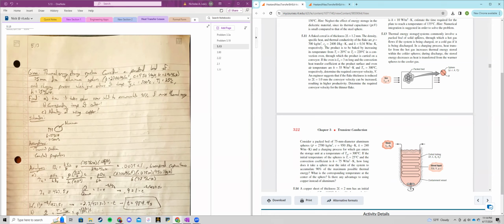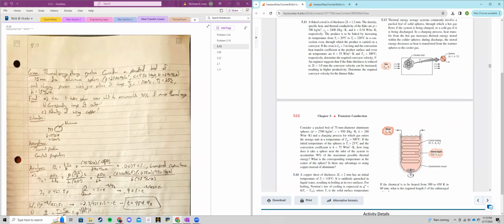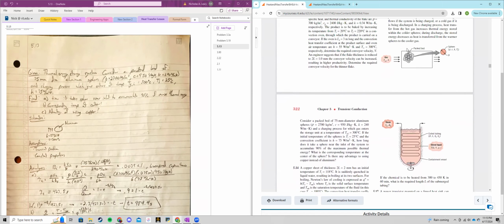So it says thermal energy storage systems commonly involve a packed bed of solid spheres through which a hot gas flows in the system and then charges, or a cold gas if it is being discharged. In the charging process, heat transfer from the hot gas increases thermal energy stored within these colder spheres. During discharge, the stored energy decreases as heat is transferred from the warmer spheres to the cooler gas. And then it gives you a nice little schematic here of how it's set up.